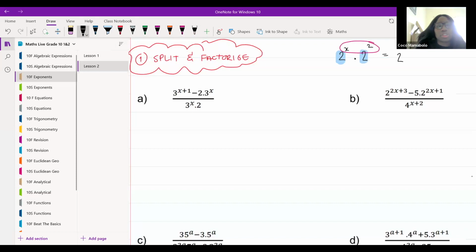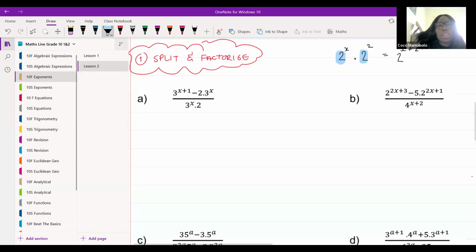What will I get on the top? 2 to the power of? X plus 2. What are we thinking? X plus 2. Remember, it's not going to be 2x, guys. 2x is like when I go 2 times x. I'm adding my exponents. So I should get x plus 2. Right?